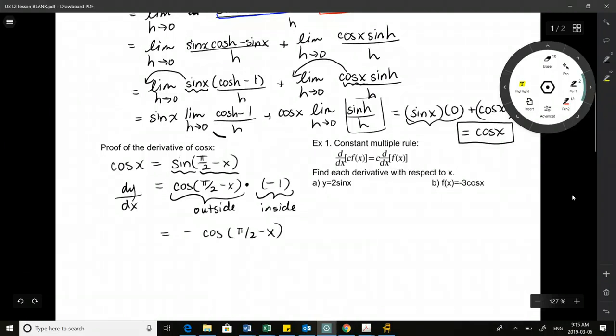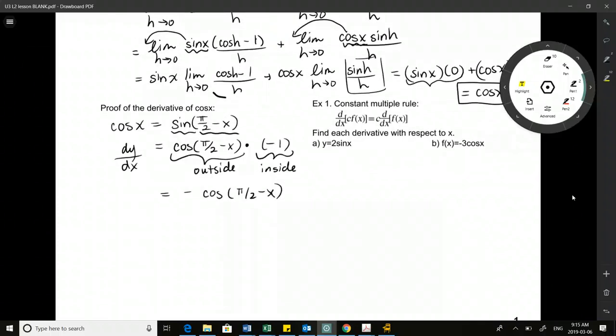Now, if you look at your trig identities one more time, you should see the cos of pi over 2 minus x somewhere on your transformation identities. What is cos of pi over 2 minus x equal to from your identity sheet? It's actually equal to sine x. So the derivative of cosine we've just proven is sine x. Or negative sine x, sorry.